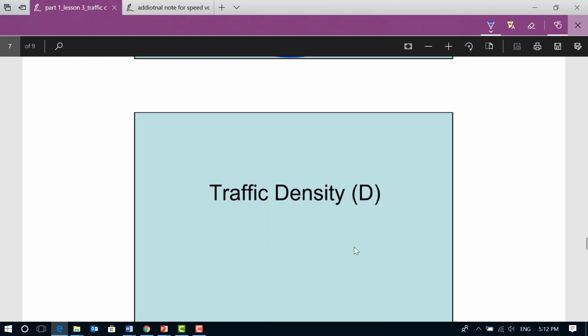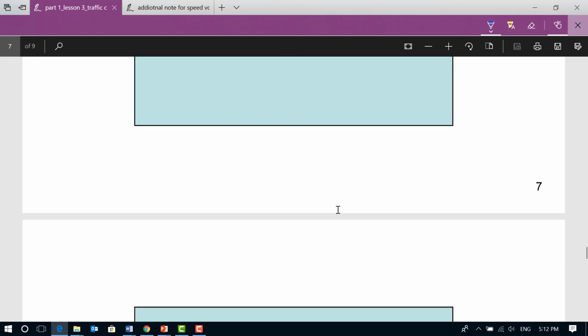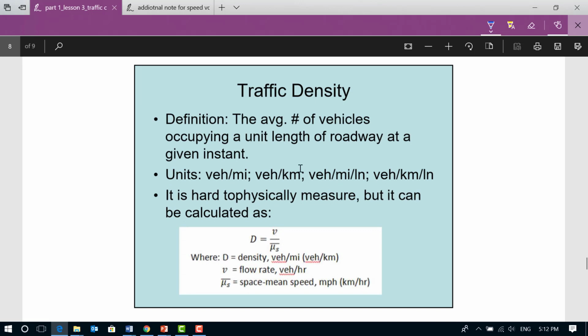Alright, so now we are done with the traffic volume and traffic speed. Let's go to the traffic density. The traffic density is defined as the average number of vehicles occupying a unit length of roadway at a given instant. So let's see, if I have a one-lane roadway, from this point to this point, let's assume they are 1 mile. And then let me see how many vehicles are in between. So the total number of vehicles in between per mile, we call it density.